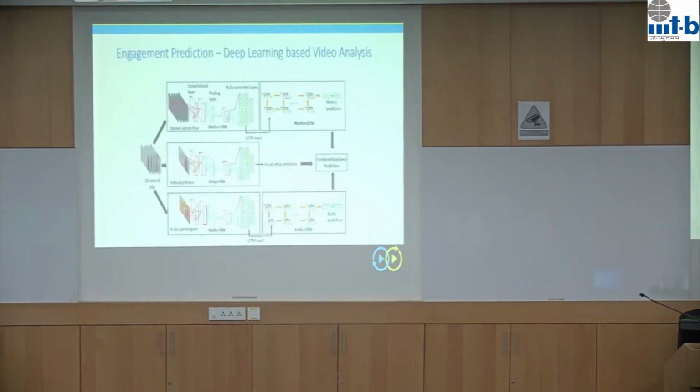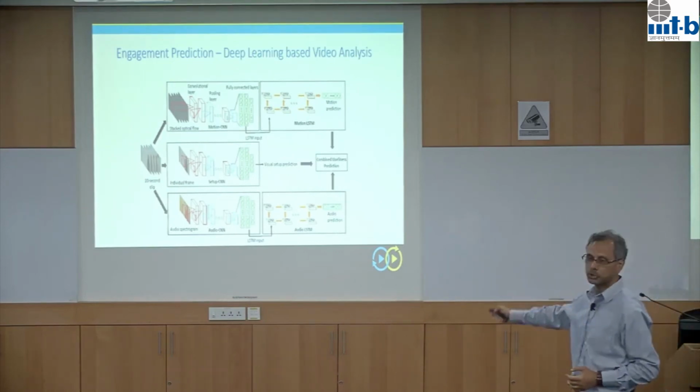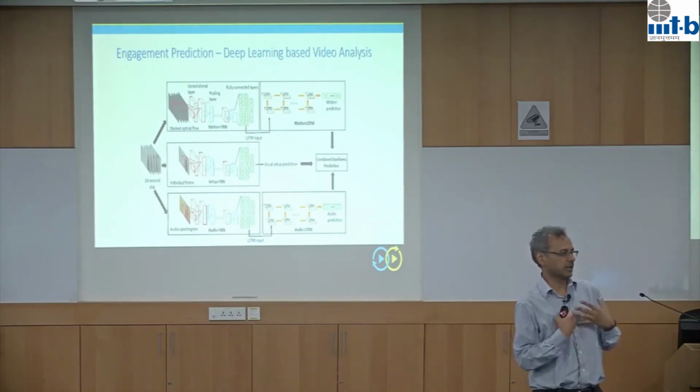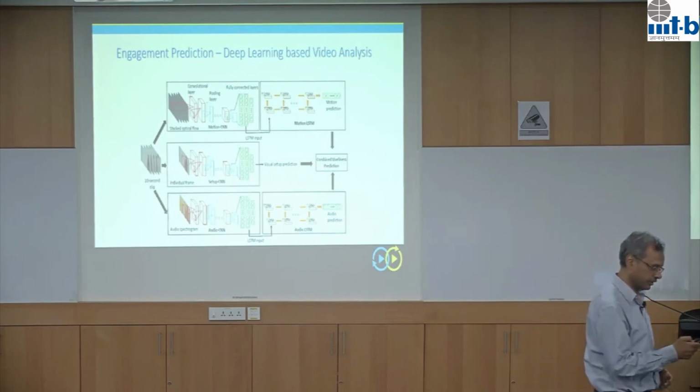Then with audio, they were looking at the tone variation. How much is the tone variation? And with that, they did some hand labeling. They got some volunteers to label certain videos as engaging and so on, and then tried to automatically infer the liveliness index of the video.